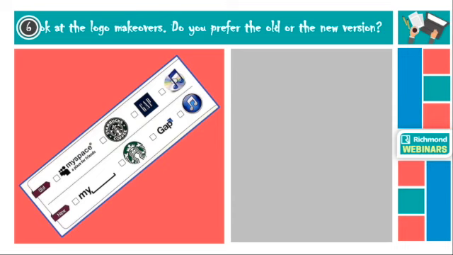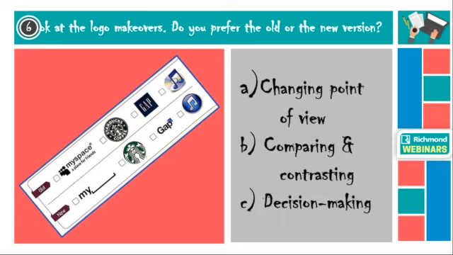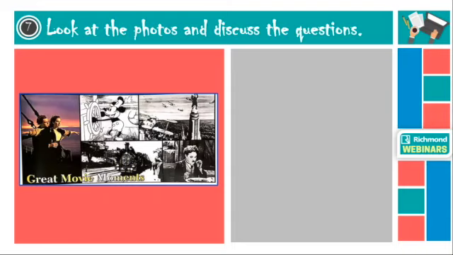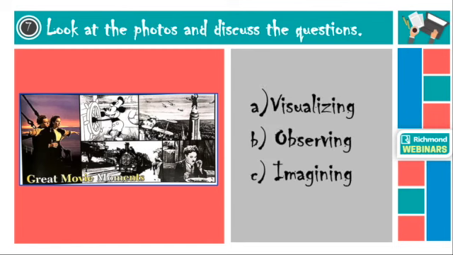Okay, number 6. Look at the logo makeovers, right? Do you prefer the old or the new version? Which one do you prefer? Changing point of view, comparing and contrasting, or is it decision making? Which one do you prefer? Okay, number 7. Look at the photos and discuss the questions you might be given, right? So you look at the photos and you visualize, you observe, or you imagine. Which one do you do? Visualize, observe, or imagine?